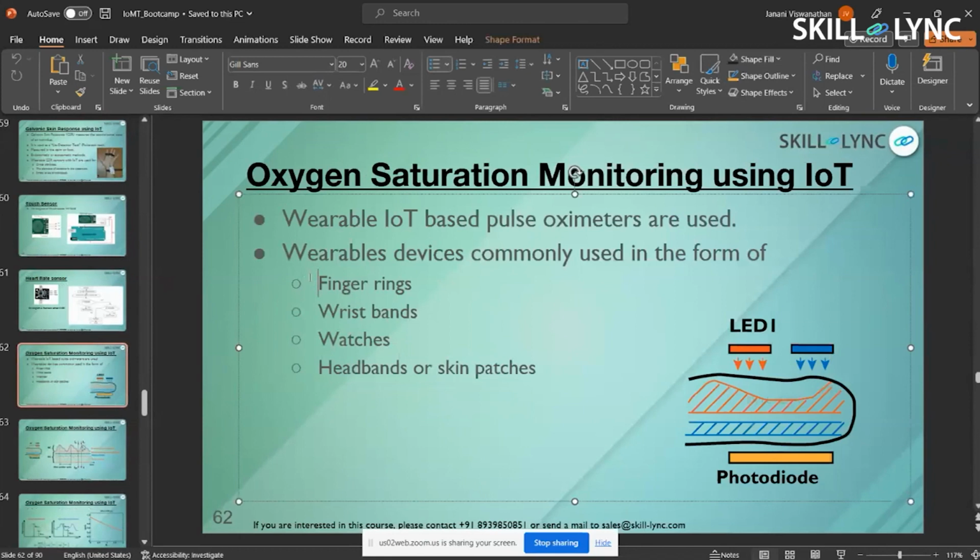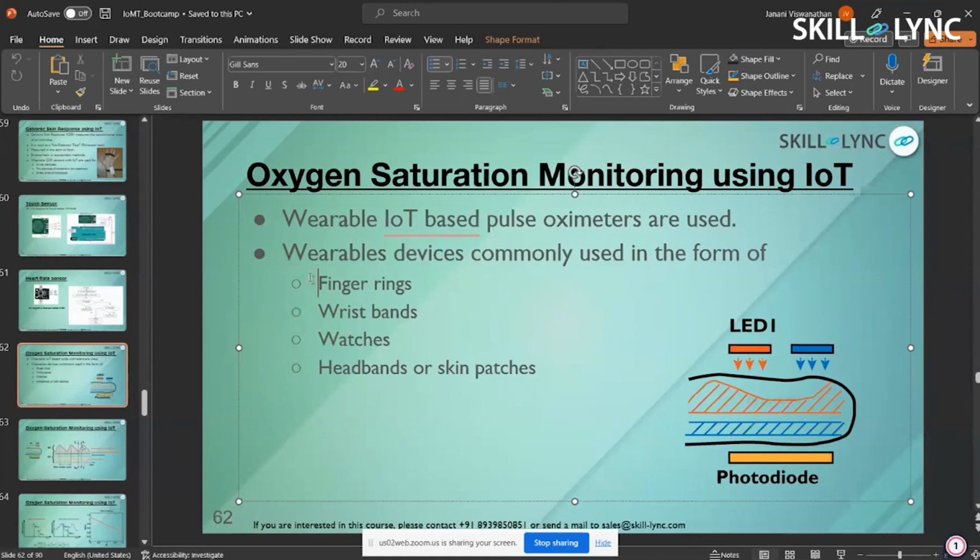So today I mainly thought of introducing you to and showing you the total IoT application used for monitoring the oxygen saturation level in blood, which is called SpO2. Generally, the market for wearable SpO2 monitoring is very high. I remember 5 years before, the total SpO2 device cost was around 2000. Right now it has come down to 600, because these kinds of prototypes are increasing in the market.